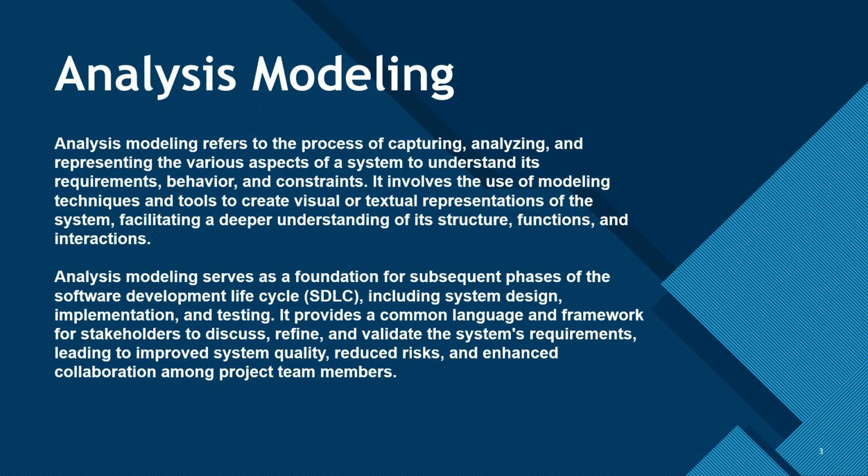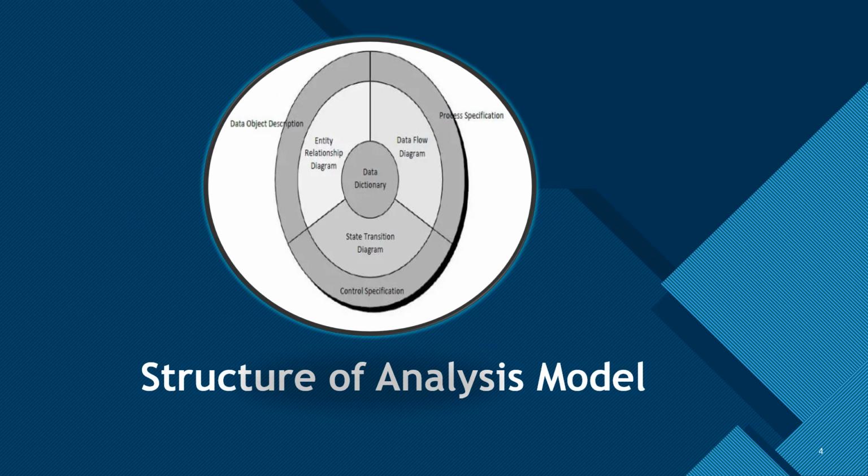Basically, analysis modeling provides a common framework for the stakeholders to discuss and validate the system's requirements, which leads to improved system quality and reduced risk, and also enhanced collaboration among project team members. Here is a diagram to understand analysis modeling in a proper way, which includes data object description, represented by ER diagram, and the state transition diagram represents control specification, and the process specification is represented by data flow diagram. So this is the structure of the analysis model.